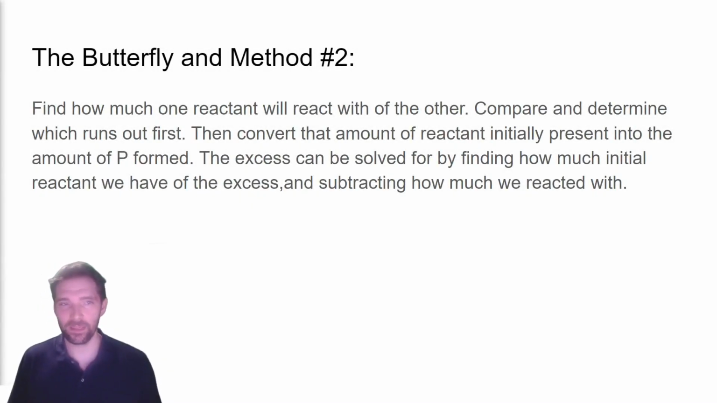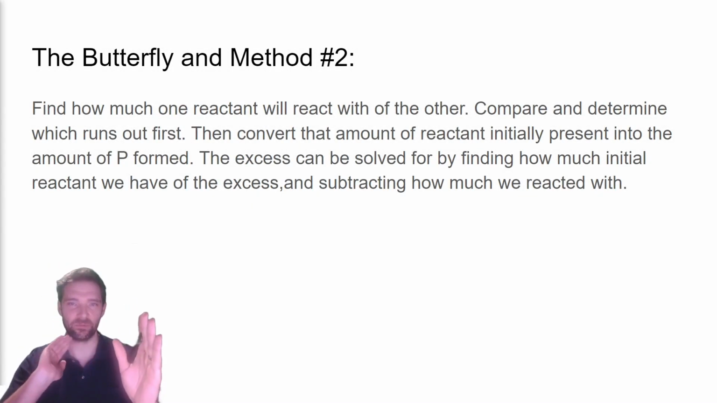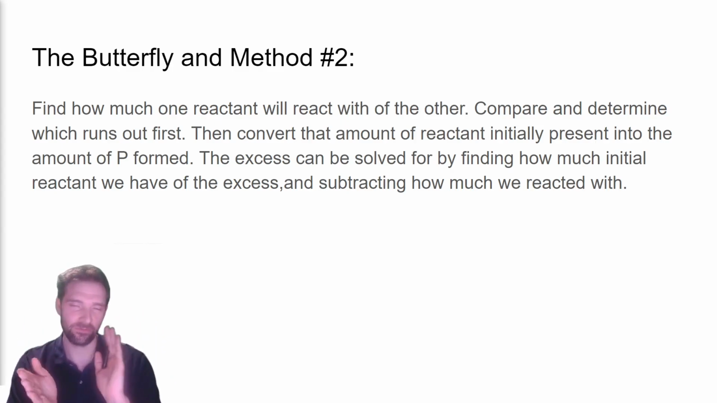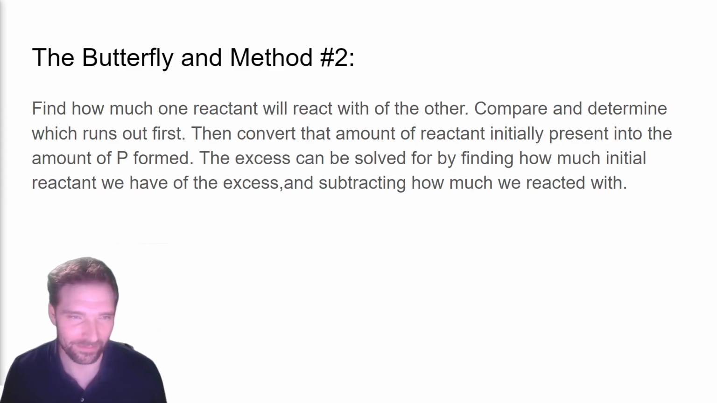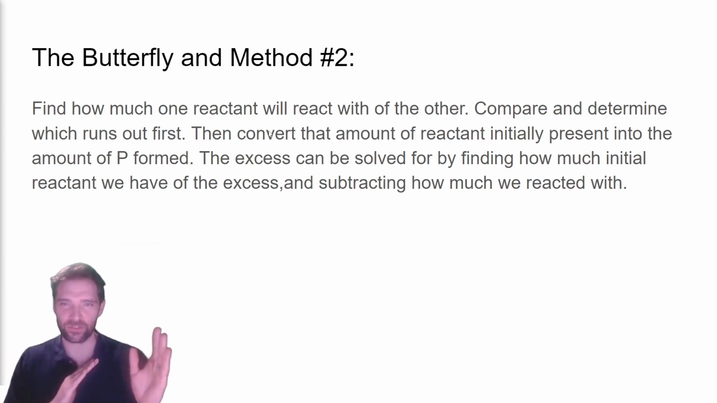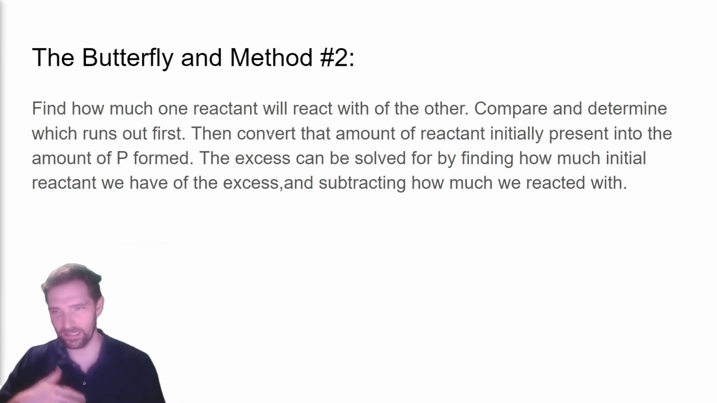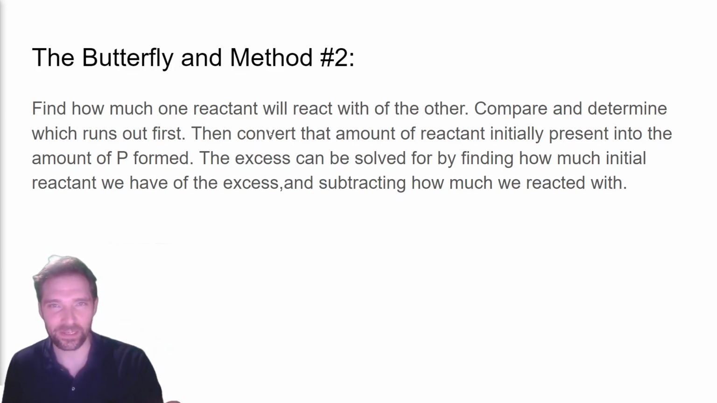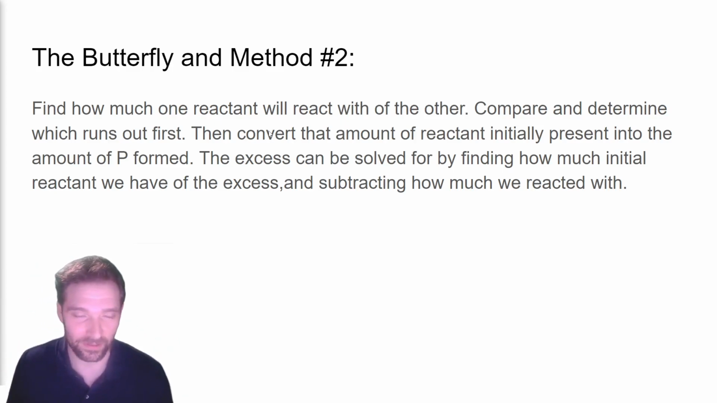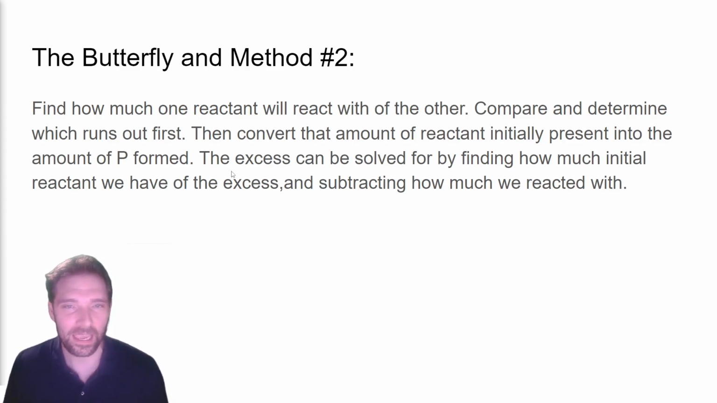So the second method is if you can find out how much one reactant will react with the other reactant, then you can figure out from that which one runs out first, because it's going to react with less than what's available of the other thing. So you can identify which one's the limiting reactant just going from reactant to reactant, and then knowing which one's the limiting reactant, solve for how much product is formed. And you can also, therefore, find the excess as well.